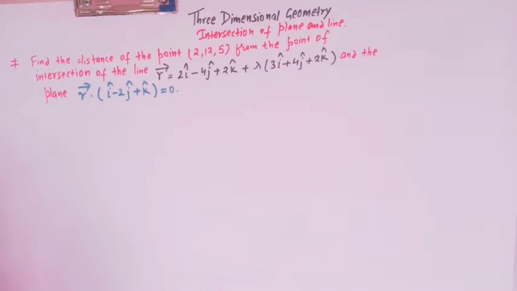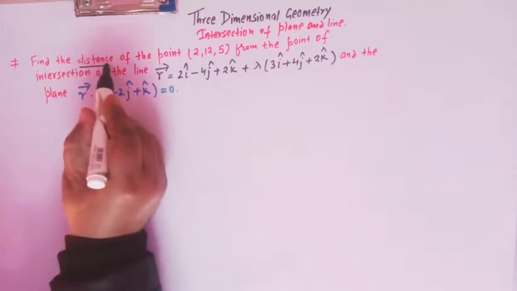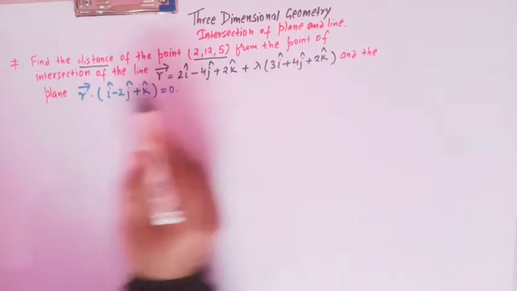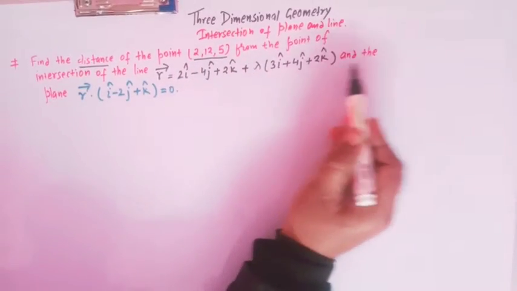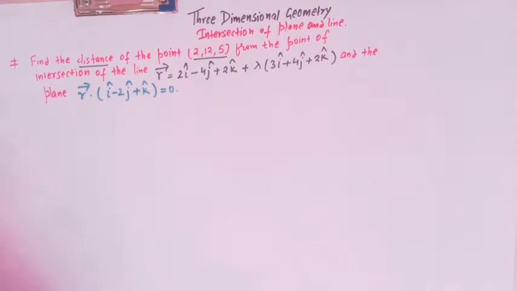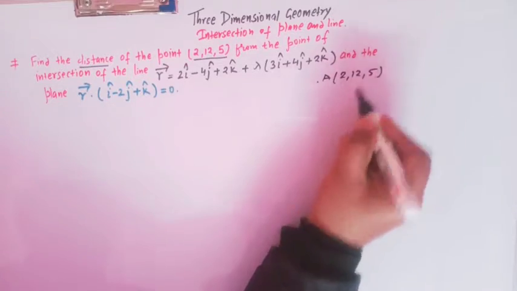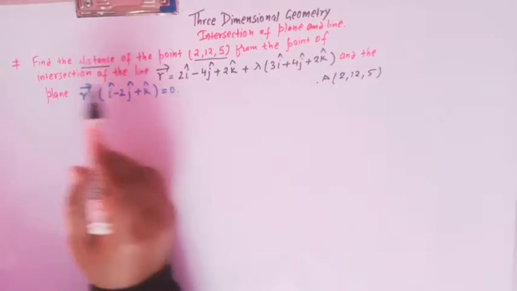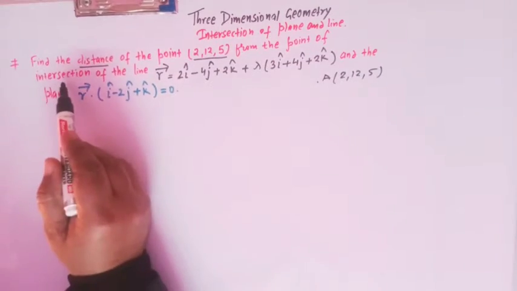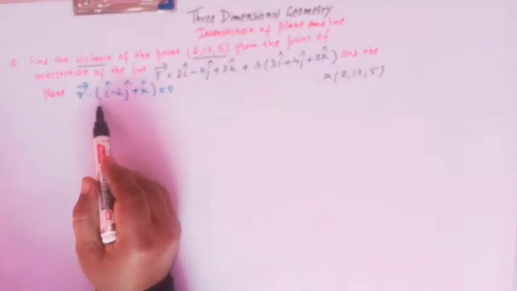Here we are going to solve this problem, which is a very important problem in three-dimensional geometry, having the concept of intersection of a plane and a line. Here we have to find the distance of a point from the point of intersection of this line and this plane. We are given this point, say A, which is (2, 12, 5), and we have to find its distance from the intersection of this line and this plane.